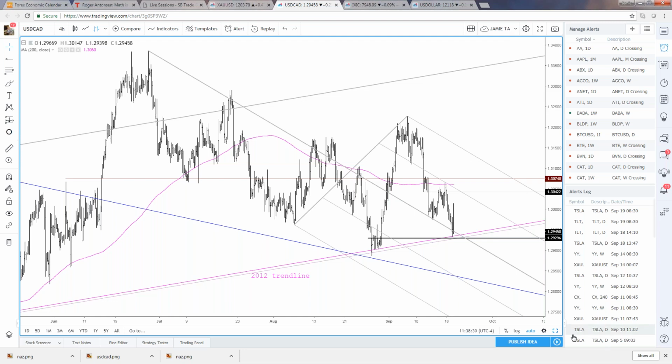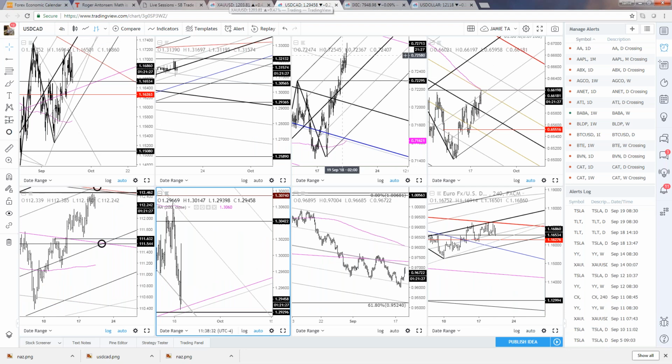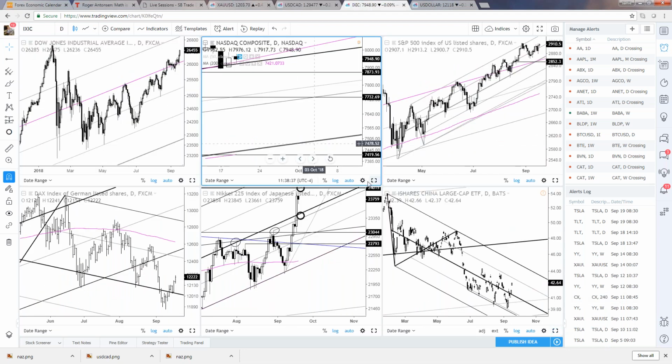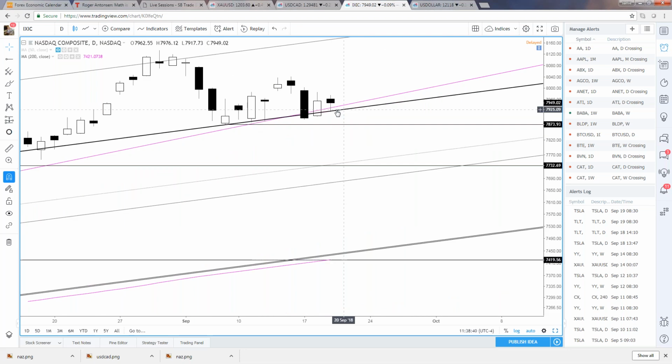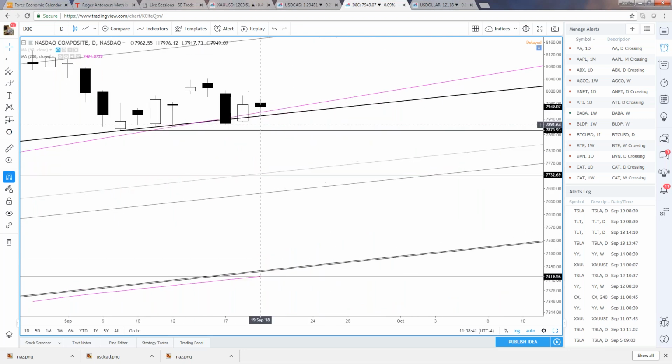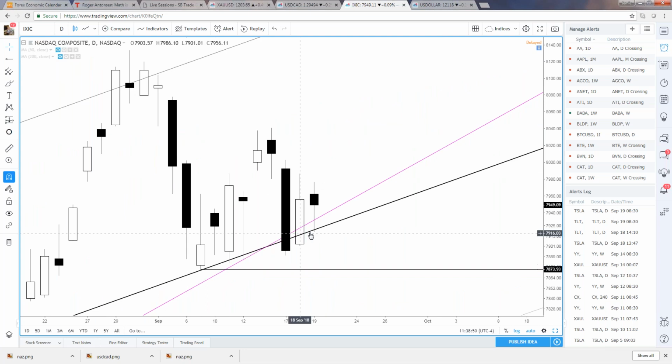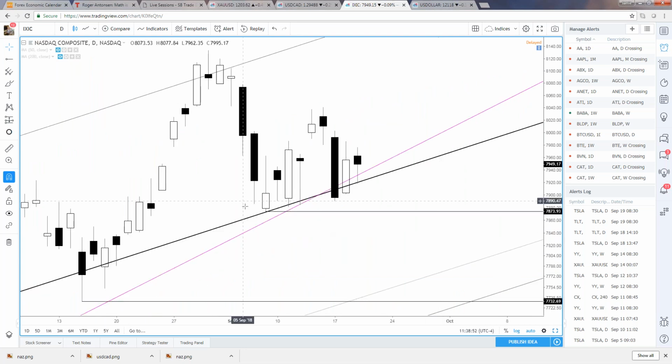Okay, let's actually go, I did forget to look at the Nikkei. Look at these. Look at the bounces off these levels. I mean, this is crazy. It's just nuts how precise that can be.